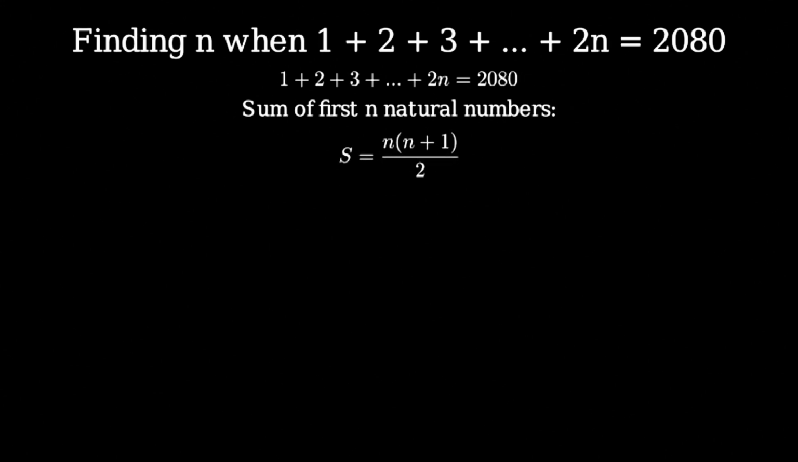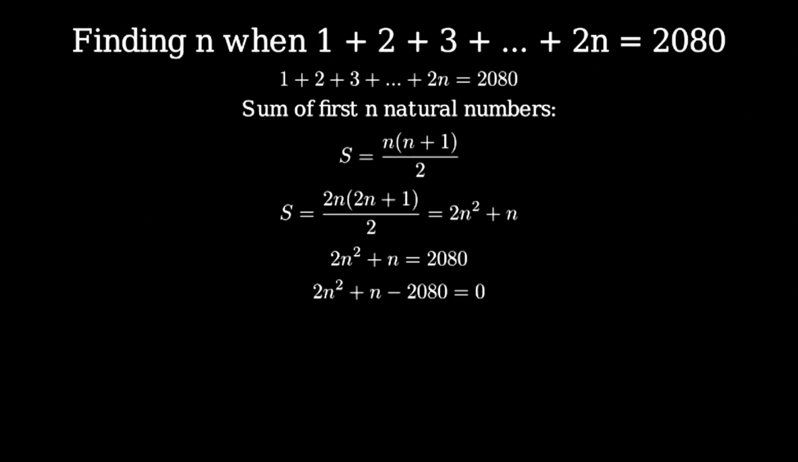To find the sum of the first 2n numbers, we replace n with 2n in our formula. This gives us 2n times (2n plus 1) divided by 2, which simplifies to 2n squared plus n. Since we know this sum equals 2080, we can write 2n squared plus n equals 2080. Let's rearrange this into standard form: 2n squared plus n minus 2080 equals 0.